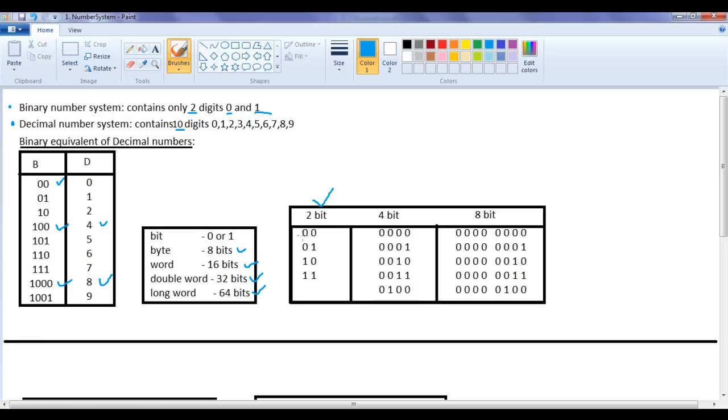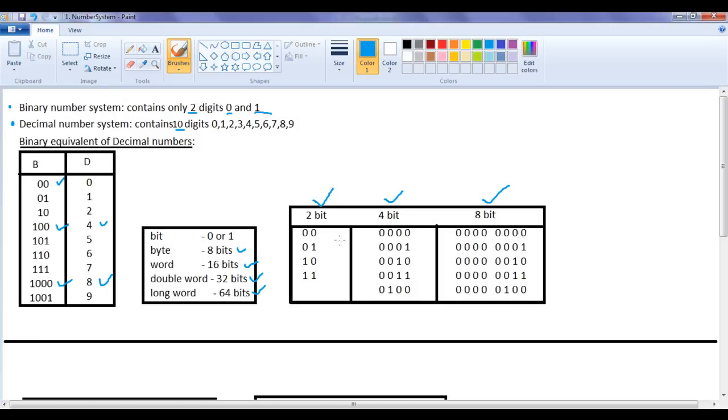If a machine is a 2-bit machine, then to represent decimal numbers, we use two positions. If a machine is a 4-bit machine, to represent a decimal number in the binary number system, we use 4 positions. If a machine is an 8-bit machine, then we use 8 positions to represent a decimal number in the binary number system. If it is 16-bit, of course 16 positions, and so on.